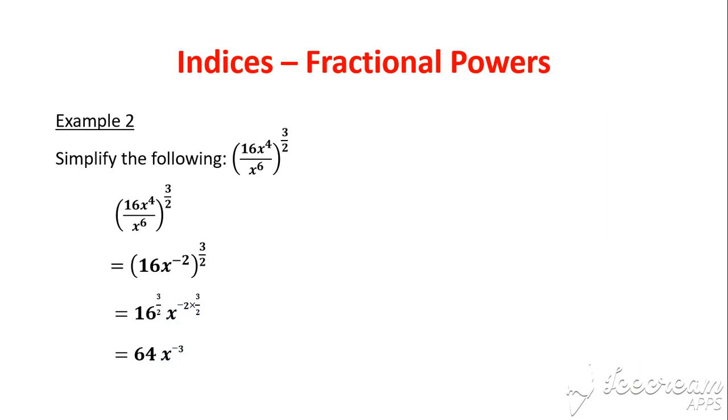Now, we don't like leaving things with negative powers, so we just need to remember our negative rules, bring the x to the -3 back to the bottom of the fraction and make it a positive power. So we've got 64 divided by x cubed.